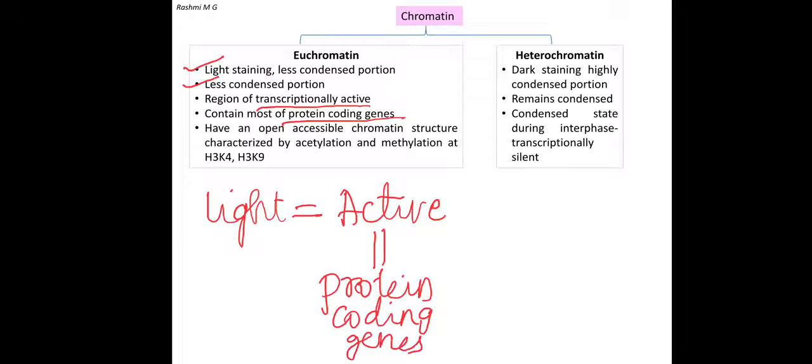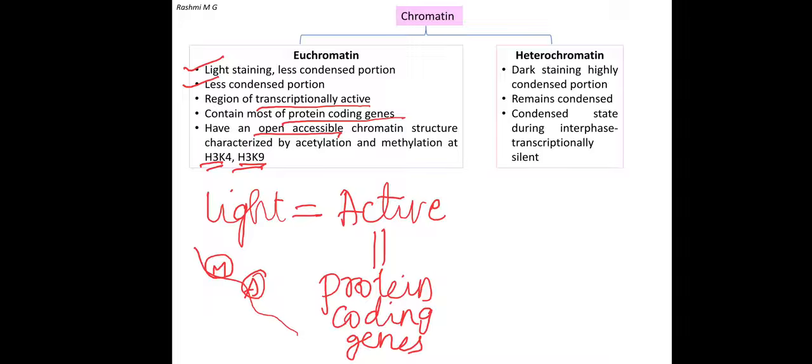genes. They have an open accessible chromatin structure, as it is extended chromatin. So if it is extended like this, methylation can happen, acetylation can happen easily. So that particular region where acetylation or methylation is happening is mentioned as H3K4, H3K9. You will be learning about this in further classes.